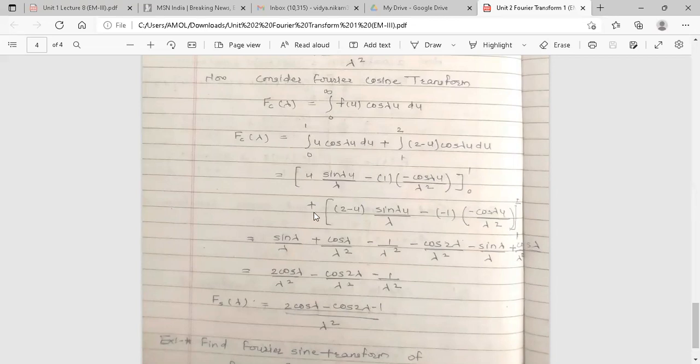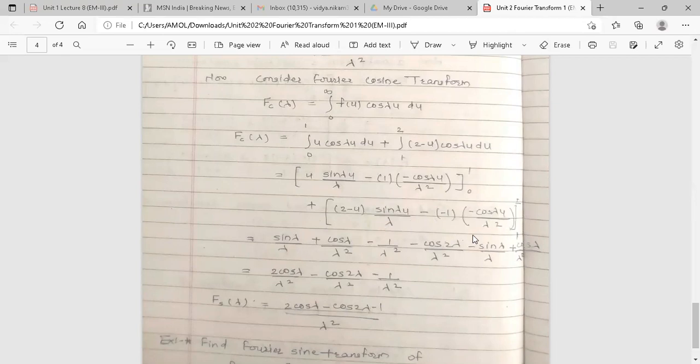Similarly, for the integration of the second term, use here the u into v rule. u is here 2 minus u and v is cos lambda u. So integration of the cos function is sin lambda u upon lambda, minus. Now the derivative of 2 minus u is minus 1, so write here minus 1. Integration of the sine function sin lambda u is minus cos lambda u upon lambda. Already lambda is there in the denominator, so lambda square, and limits 1 to 2.